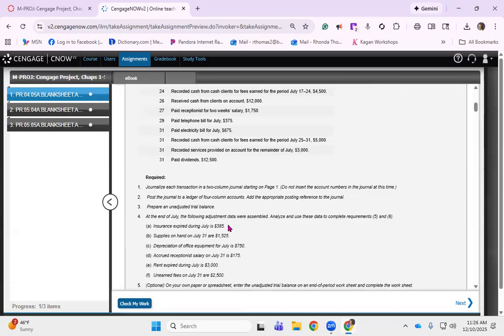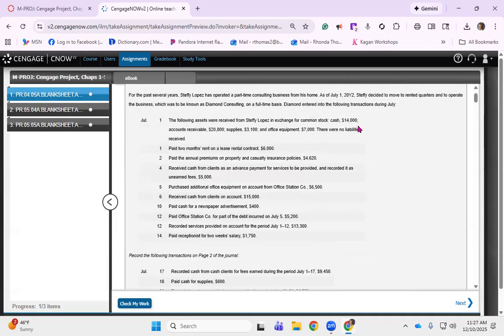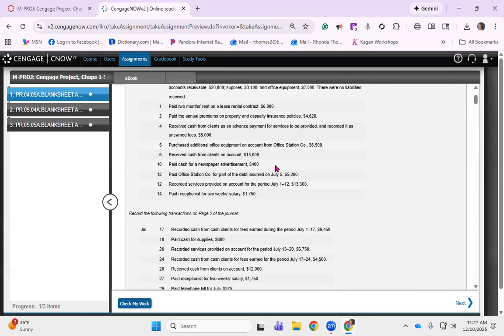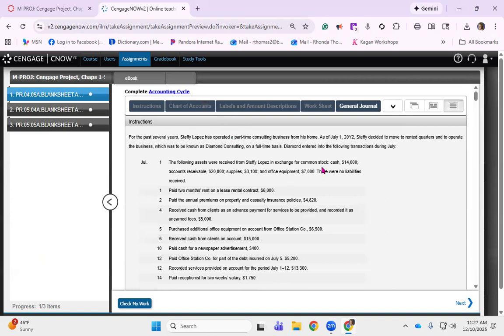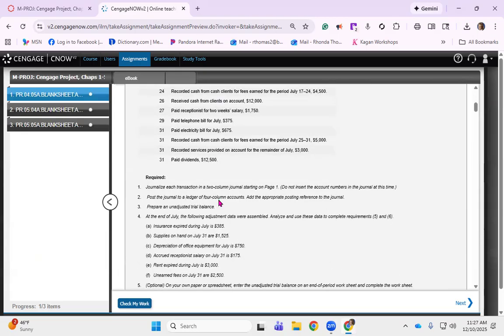And we have a spreadsheet to use to help us once we've gotten all of our entries in, and I'll show you how that goes. And then we have 1, 2, 3, 4, 5, 6 adjustments that we need to do at the end of July. By the way, this is for the month of July. They started a consulting business on July 1st, and it's called Diamond Consulting. And so here are the journal entries that go on page 1 of the general journal. Here are the entries that go on page 2 of the general journal.